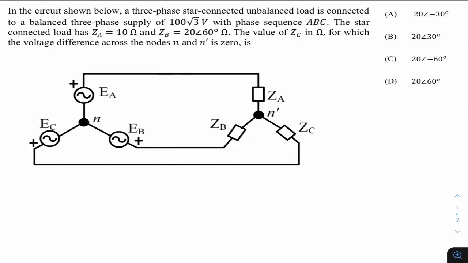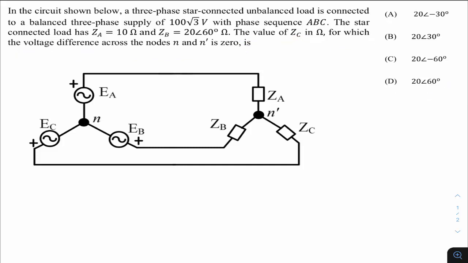This question was asked in GATE 2022 of electrical. This is from network subjects or power system, you may say, based on the three-phase circuit. The question is: in the circuit shown below, a three-phase star-connected unbalanced load is connected to a balanced three-phase supply of 100 root 3 with phase sequence ABC. The star-connected load has ZA equals 10 ohms, ZB is 20 at an angle 60 ohms. The value of ZC in ohm for which the voltage difference across node N and N dash is 0 is. These are the options we have, right?